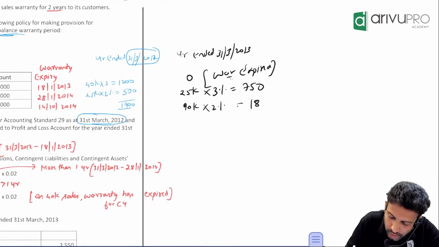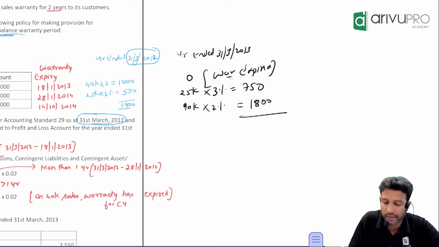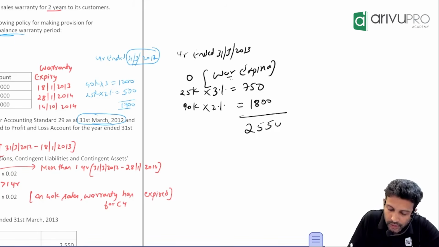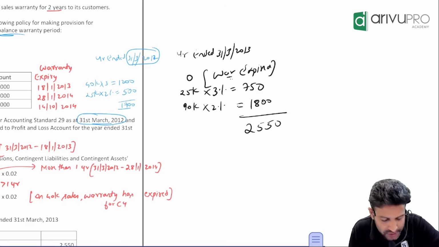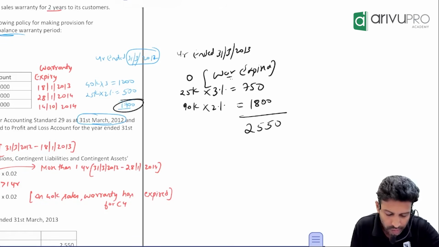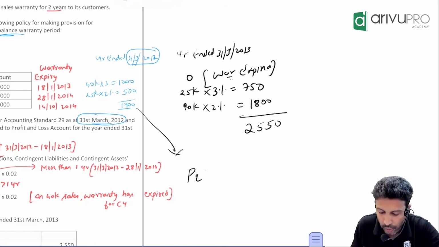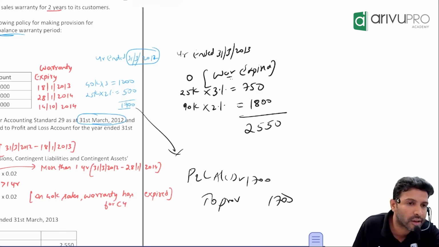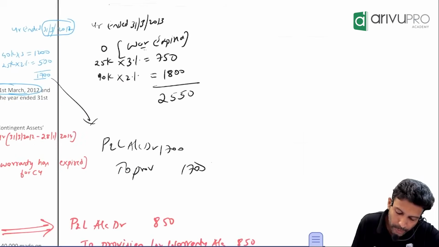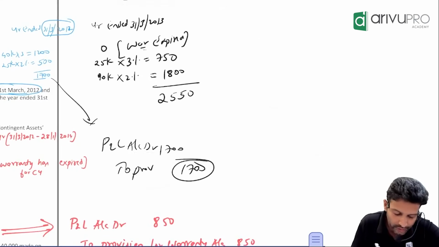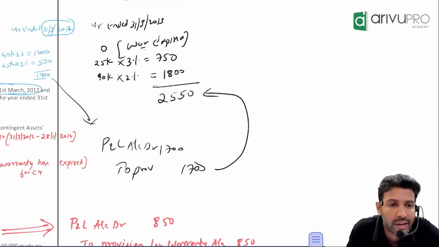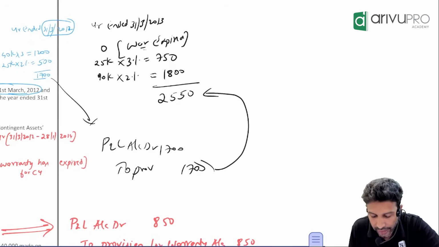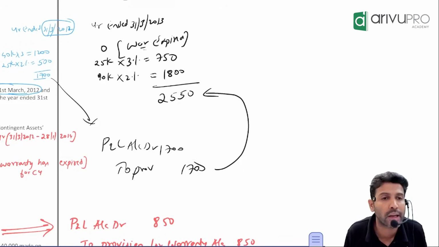So what is the total provision required for the second year? 2,550. Sir, we already made a provision last year. How much? 1,700. Sir, when you make a provision, what journal entry will you pass? P&L to provision, 1,700. You passed it last year. Last year's closing balance will become the current year's opening balance. So how much provision do we already have? 1,700. But for the second year ended, how much do we need? 2,550.